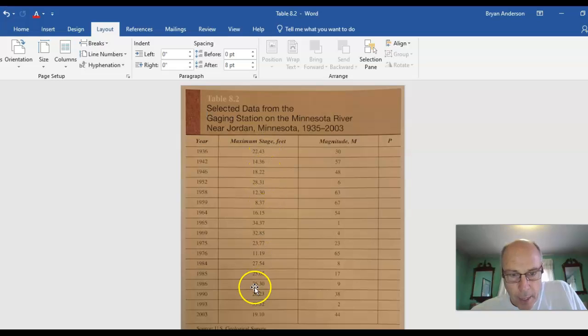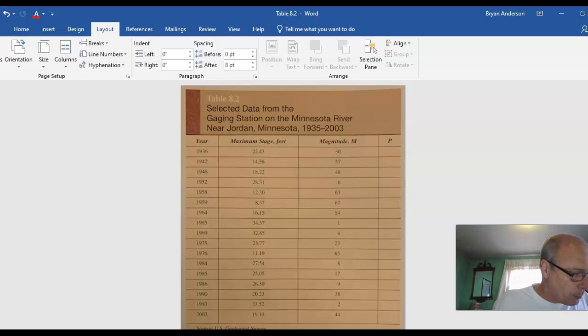And so you can see water levels, maximum stages of various heights. What's the biggest one here? There's a 33.5, 34.37. Maybe that's the biggest one, in 1965, because it says magnitude number 1. So the percent probability of recurrence for that should be fairly low since it was a high flood. Whereas if you take the lowest high water mark, that's 8.37 feet above flood stage, that has a magnitude of 67, okay?